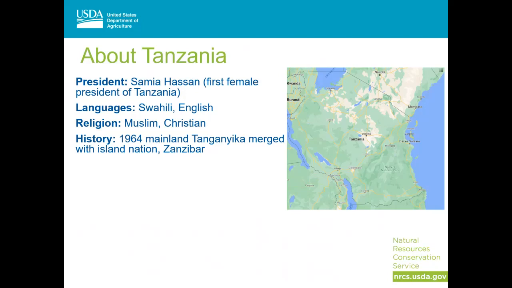And just brief history, in 1964, the mainland area was called Tanganyika, and it merged with the island of Zanzibar. So Tan comes from Tanganyika, Zan comes from Zanzibar, and now they're the United Republic of Tanzania, but they still have some differences in government. So there's a separate Ministry of Agriculture for the mainland Tanzania and Zanzibar.